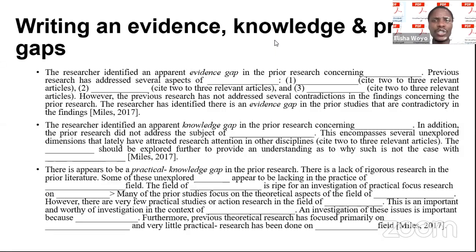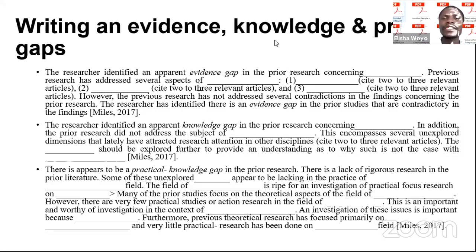So previous research has not addressed several contradictions in the findings concerning prior research. The researcher has identified that there is an evidence gap in prior studies that are actually contradictory. So it's your responsibility to show this kind of evidence gap and link it with past studies, show how we move from just past studies to contradictions, and then present your gap. And the same should also happen when you are talking about your knowledge gap.